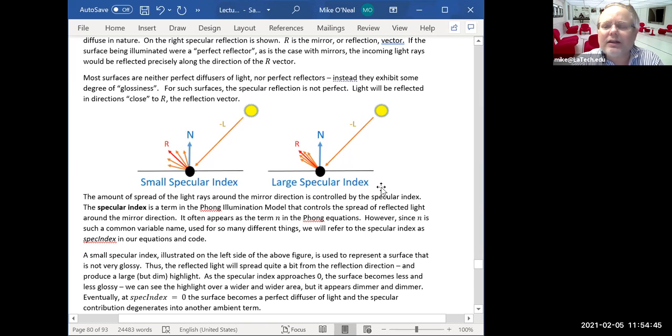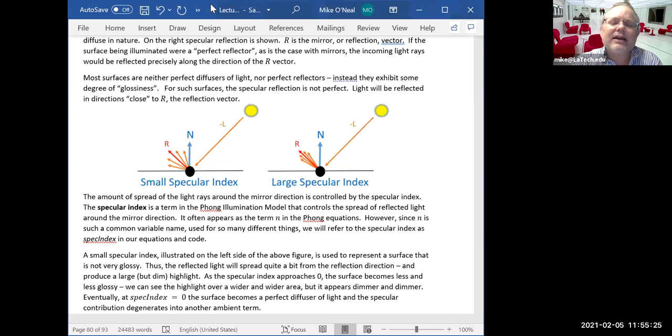The larger the specular index, the more shiny the object is. And so the light rays are focused more compactly around that reflection direction. Okay? So that makes sense. If an object is not very shiny, whatever light hits it is going to be closer to diffuse. It's going to spread out more. If the object is very shiny, has a large specular index, the light's going to be concentrated around the mirror direction or the reflection vector. Does that make sense?